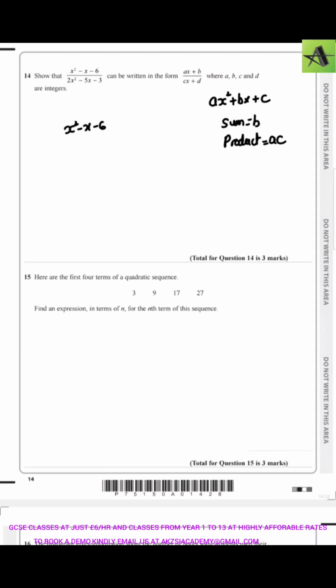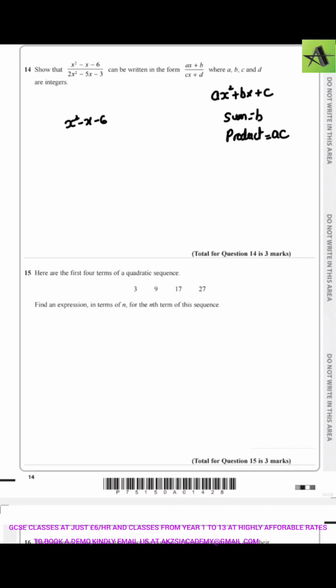Suppose for 64, I would say 8 times 8 would be one pair, 32 times 2 would be another, 64 times 1 would be another. So you have to find pairs of numbers and then see, if you add them up, which one fits the question. Here the product is -6 and the sum is -1, so this is very easy. The two numbers are -3 and +2. So -3 plus 2 gives you -1 and -3 times 2 gives you -6. So the factors are directly x minus 3 times x plus 2.